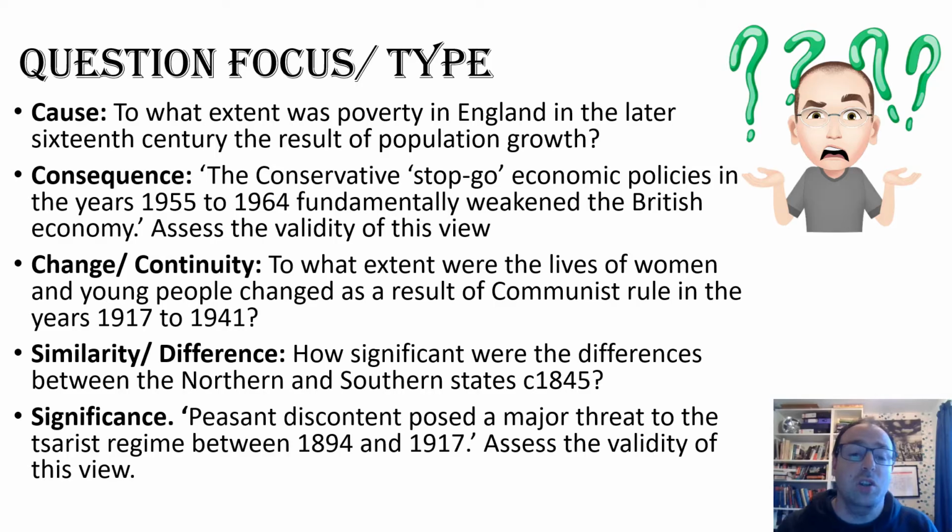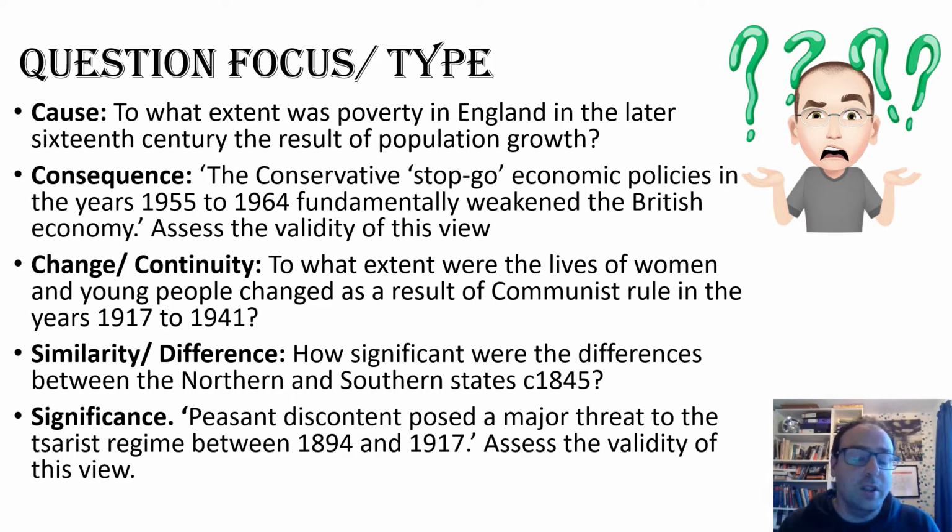You can get change and continuity questions. So, to what extent were the lives of women and young people changed as a result of communist rule in the years 1917 to 1941? That's from a Russian unit. So you would have a series of points about the way that people's lives changed, and you'd have a series of points about how they didn't change. So there was a degree of continuity, and the communist rule didn't change the lives of these people in particular.